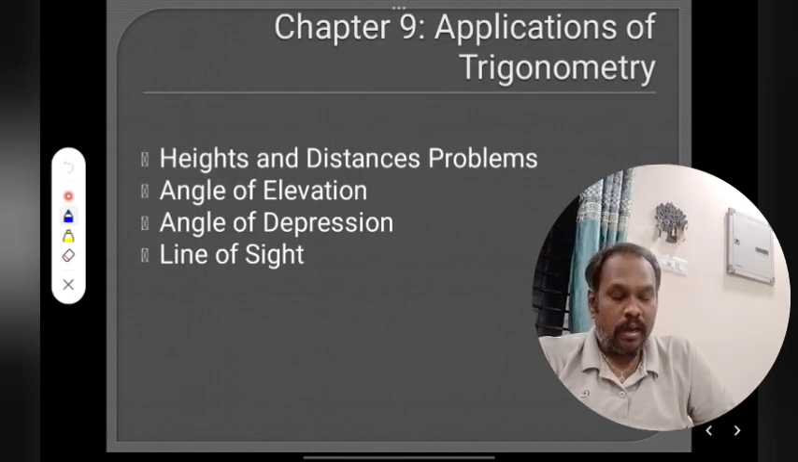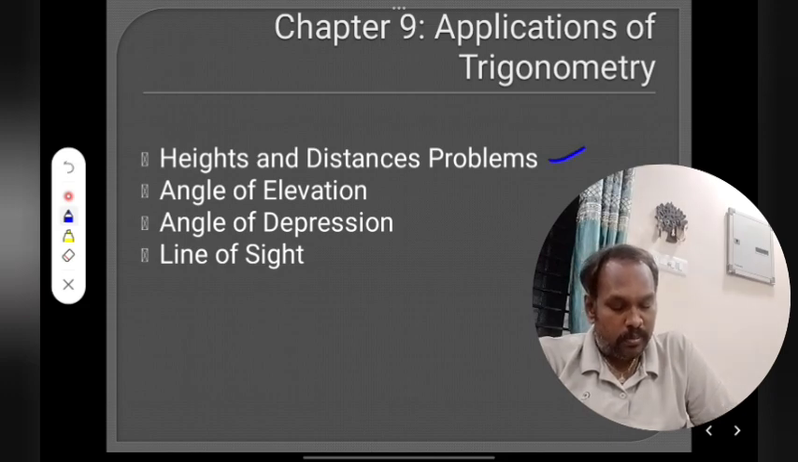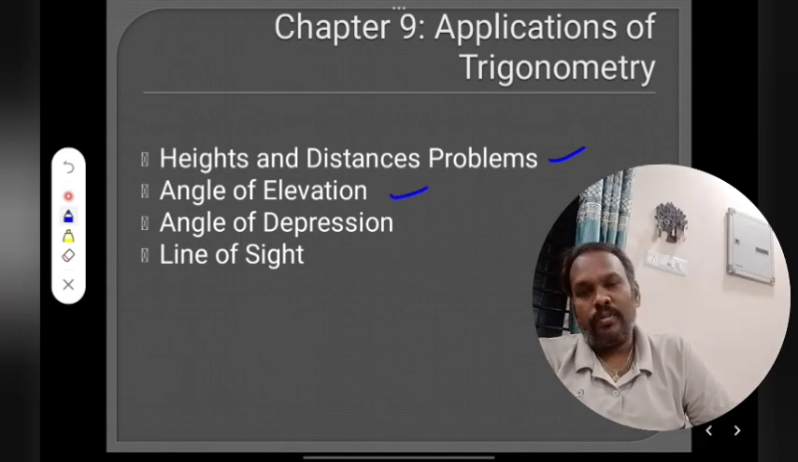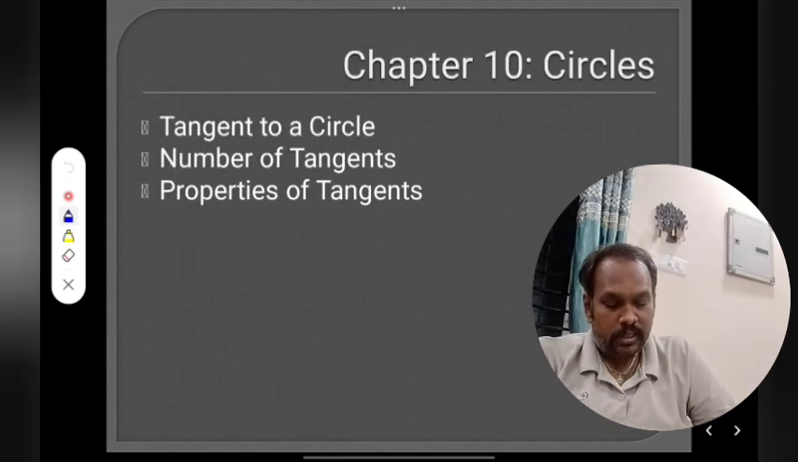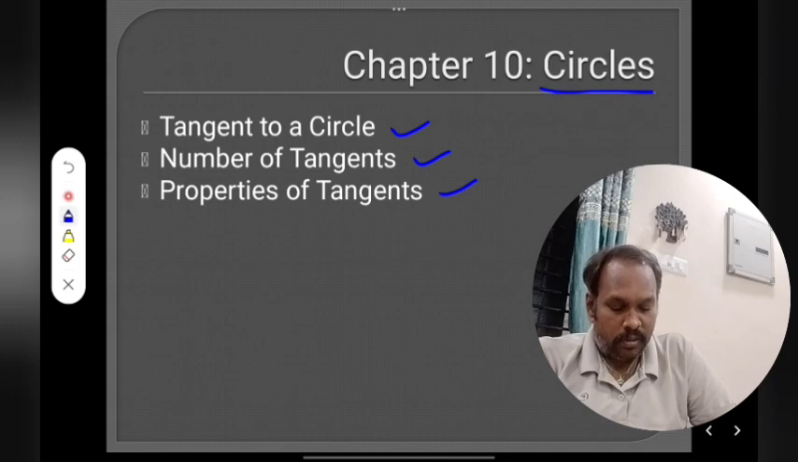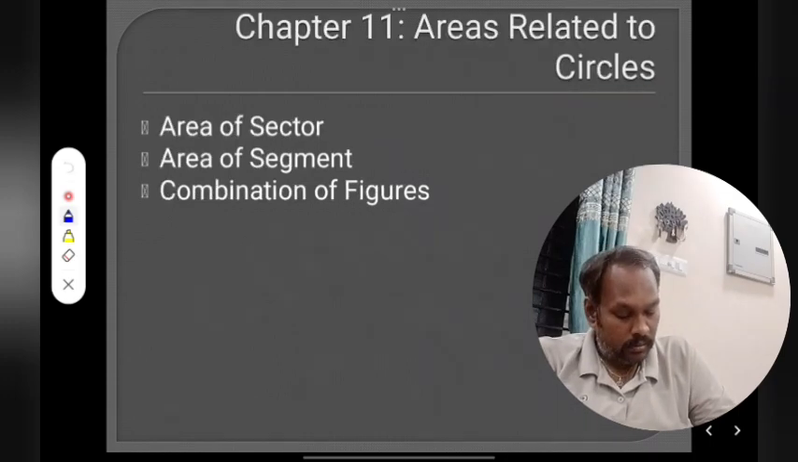And chapter 9, applications of trigonometry. In this, heights and distances problems you have to learn. Before learning that problems you need to learn the definition of angle of elevation, angle of depression and line of sight. And next chapter, circles. In the circles, tangent to circle and number of tangents and properties of tangents. This you need to learn.